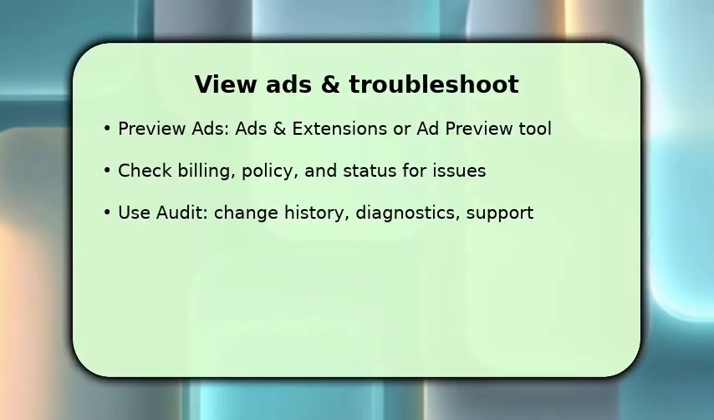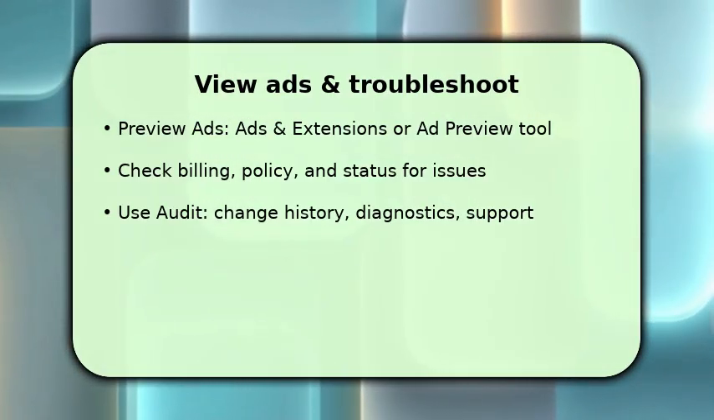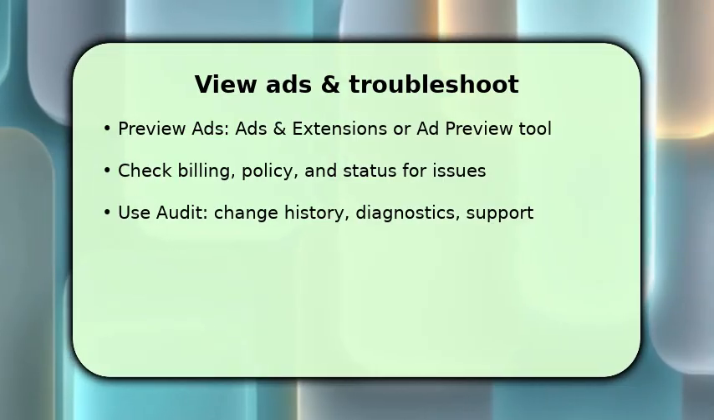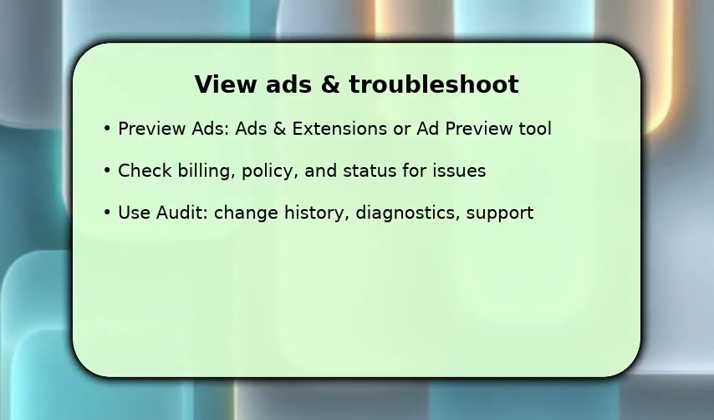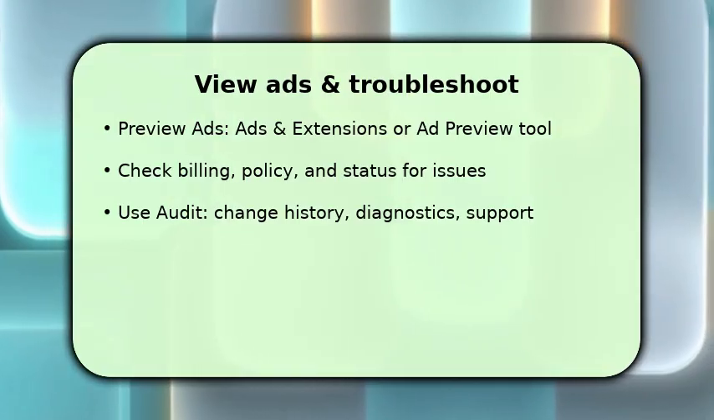If ads aren't showing, check campaign status, budget, billing, and policy notifications. These often block delivery. Use change history and diagnostics to trace recent edits or disapprovals. If problems persist, clear filters, try another date range, or contact Google Ads support from the Help menu.